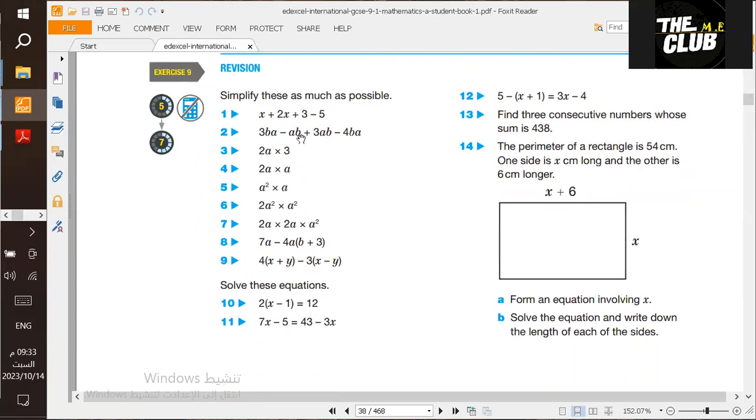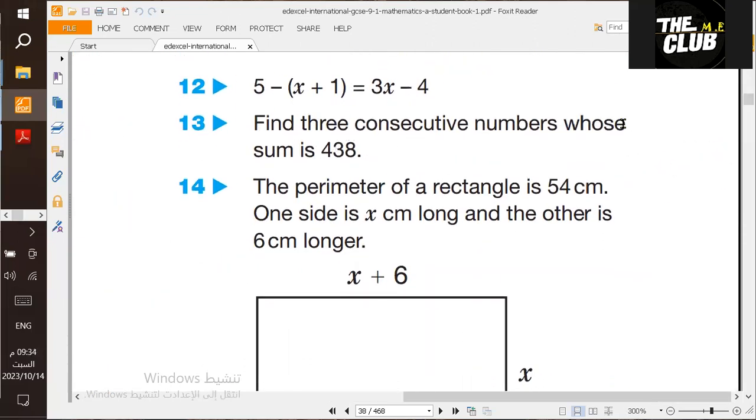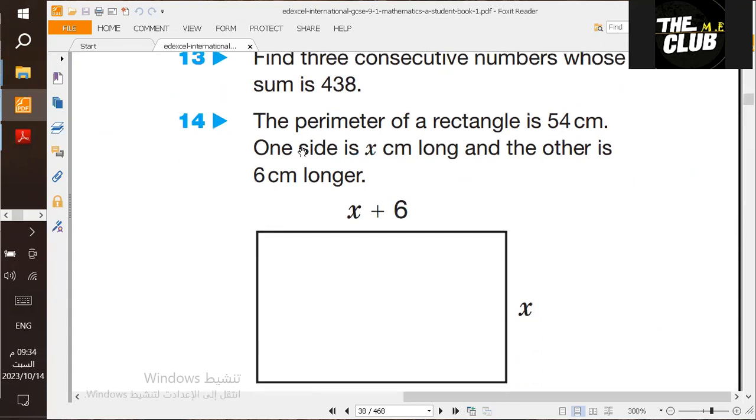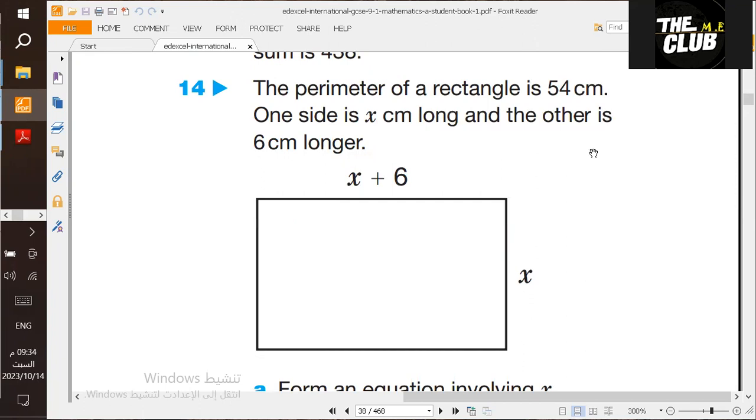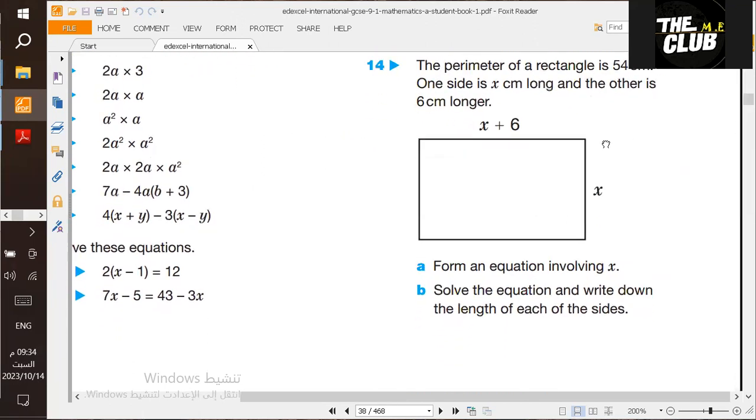From the revision, I want to focus on these: find 3 consecutive numbers. Sum is 438. Same idea, we said 3 consecutive numbers means x, and the next x plus 1, and the next x plus 2. We add them together, we get 438. We write it as an equation and then we solve it. And the perimeter of a rectangle is 54 centimeters. One side is x long and the other is 6 centimeters long. Okay. Form an equation involving x.